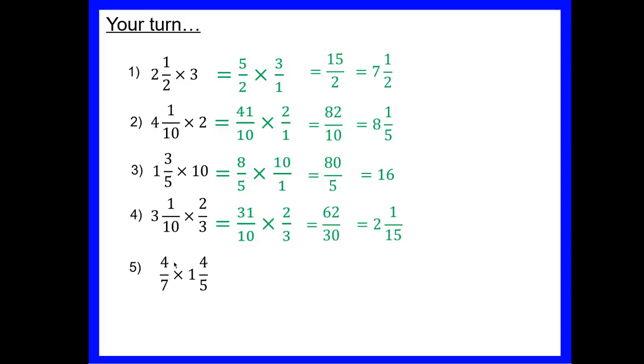And the last one then, we're keeping the first fraction as is, that's fine. Change the second one to an improper fraction, and we get 4/7 times 9/5. 4 times 9 is 36, 7 times 5 is 35. 35 fits into 36 1 whole time with 1 remainder back over our 35. Make sure you're happy with those before you move on.